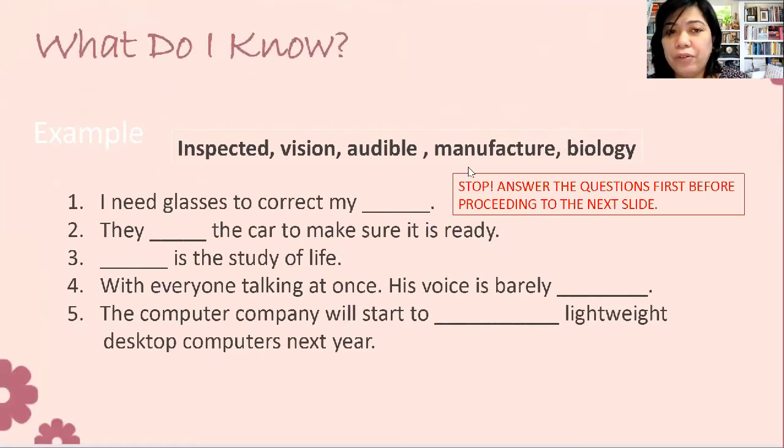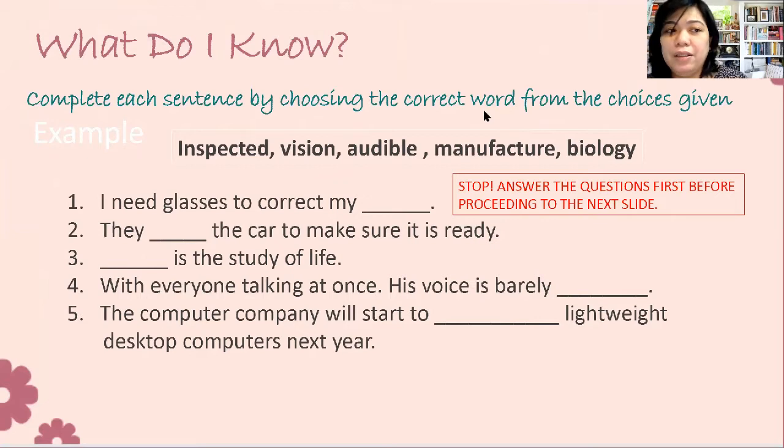Our first activity, as always, I want you to answer: what do I know? This one is to measure how much you know about the topic. Instruction: complete each sentence by choosing the correct word from the choices given. The choices are inspected, vision, audible, manufacture, and biology. You have to read the sentences and then choose from any of these words in order to complete it. Now, I want you to pause this video and answer it. Once you're done, you may continue watching this video because in the next slide, I'll be showing you the correct answer.